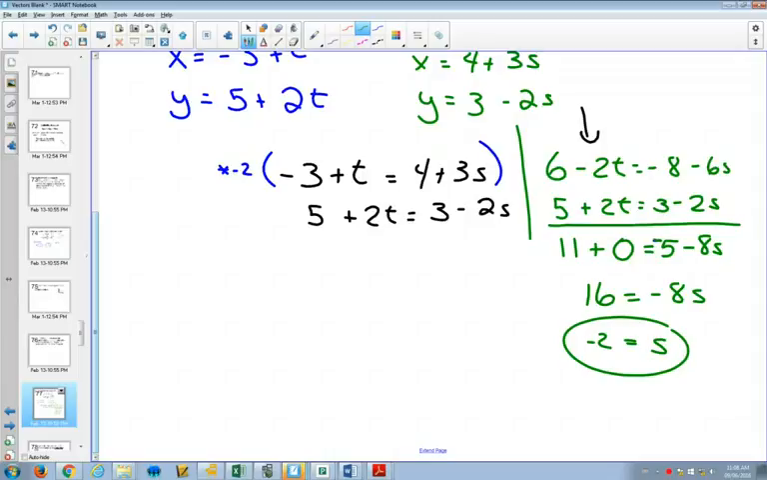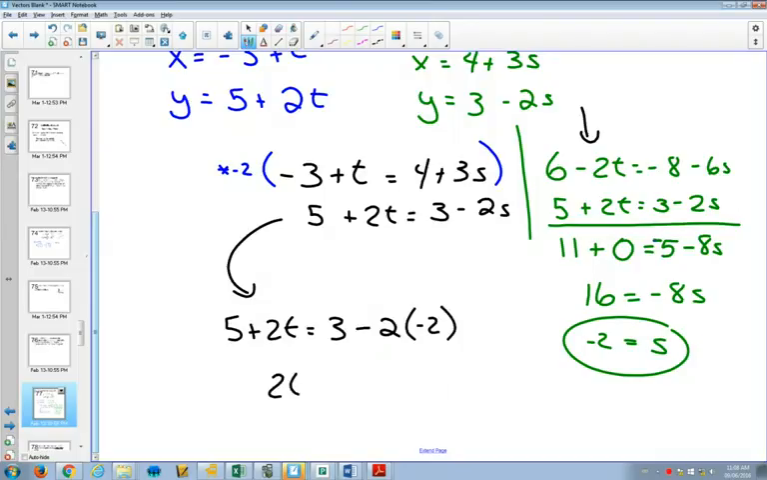Once you find s, you can plug that value back into either one of your equations and find out what t is. So if I would use this equation here, 5 plus 2t has to equal 3 minus 2s, and s is negative 2. Then I would get 3 plus 4 minus 5 is 2, and t is equal to 1.